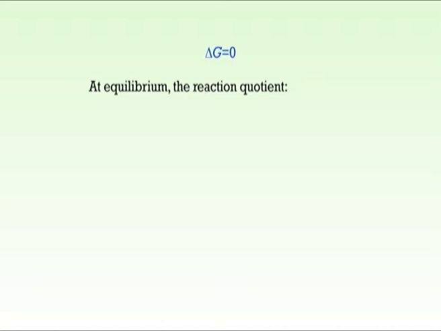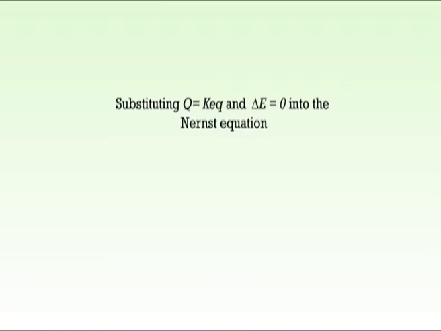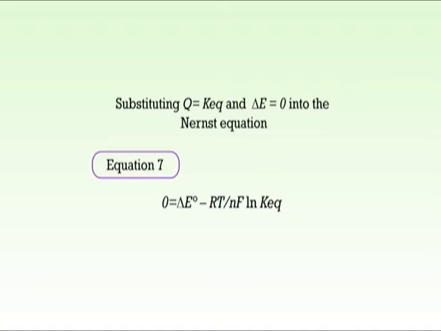At equilibrium, the reaction quotient Q equals Keq, where Keq is the equilibrium constant. Also at equilibrium, ΔG equals 0 and ΔG equals minus nFΔE. So, ΔE equals 0. Therefore, substituting Q equals Keq and ΔE equals 0 into the Nernst equation, we have 0 equals ΔE naught minus RT by nF ln Keq. Let's call this equation number 7.